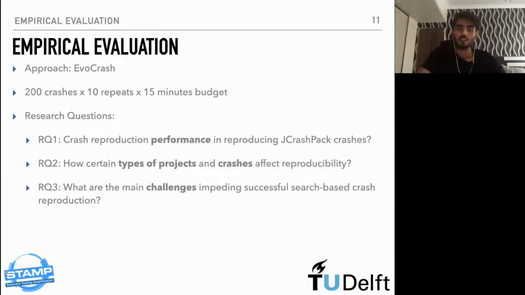We repeated each execution 10 times because of the randomness in the genetic algorithm, and we set a 15 minute time budget for the search process of EvoCrash. With the results of these runs, we wanted to answer 3 research questions. The first is about the performance of EvoCrash on reproducing those crashes. The second is about the effect of the types of projects and crashes on the performance of EvoCrash. And finally, we wanted to see what kind of challenges we have in our unsuccessful executions.